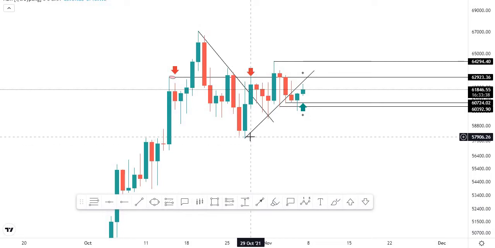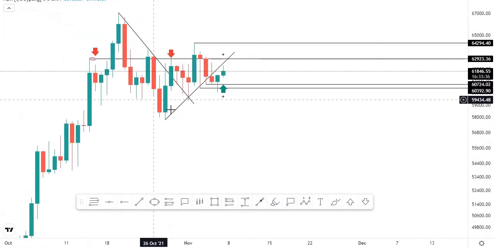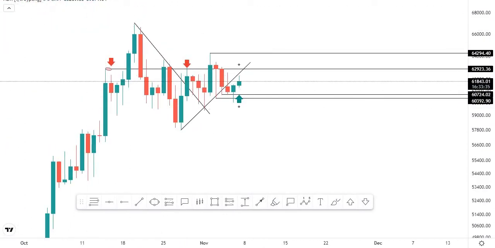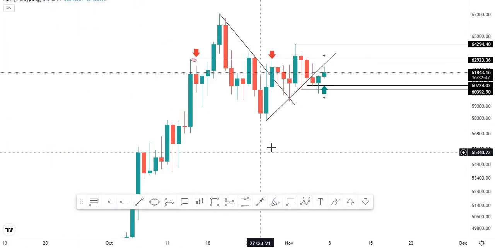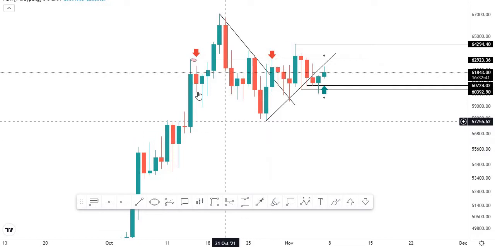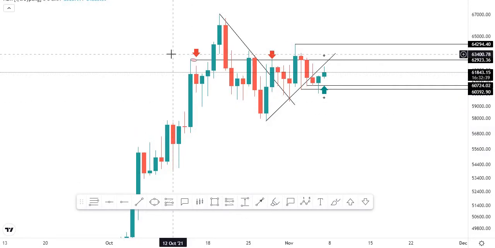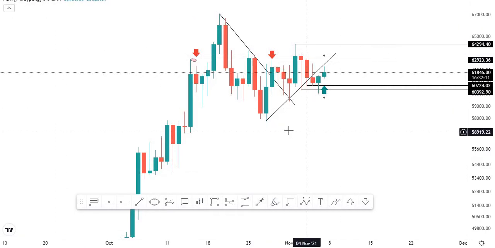We went down and formed a low around 57,665. So if you take a look at it on a macro level, let's go down to a lower time frame so we can dissect it.